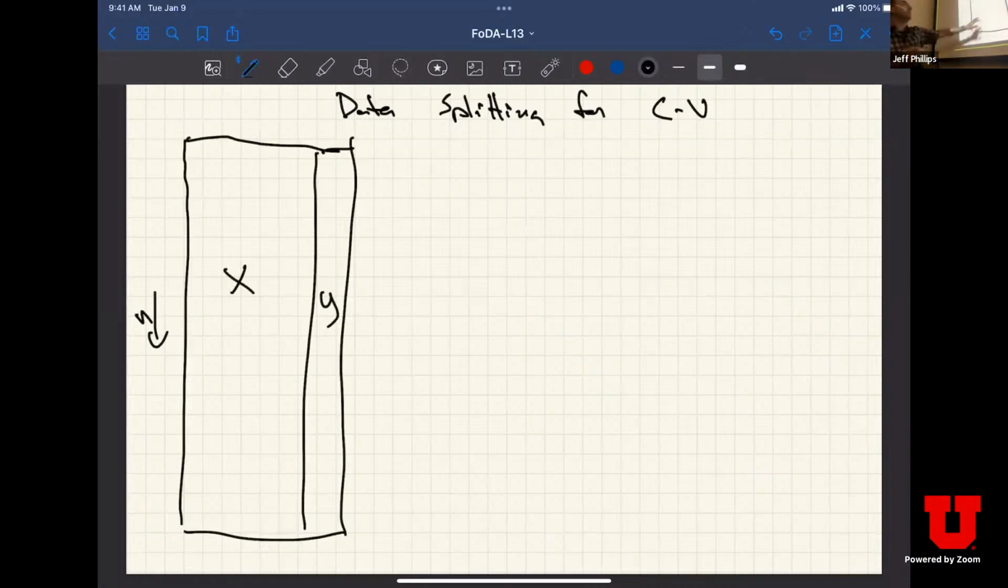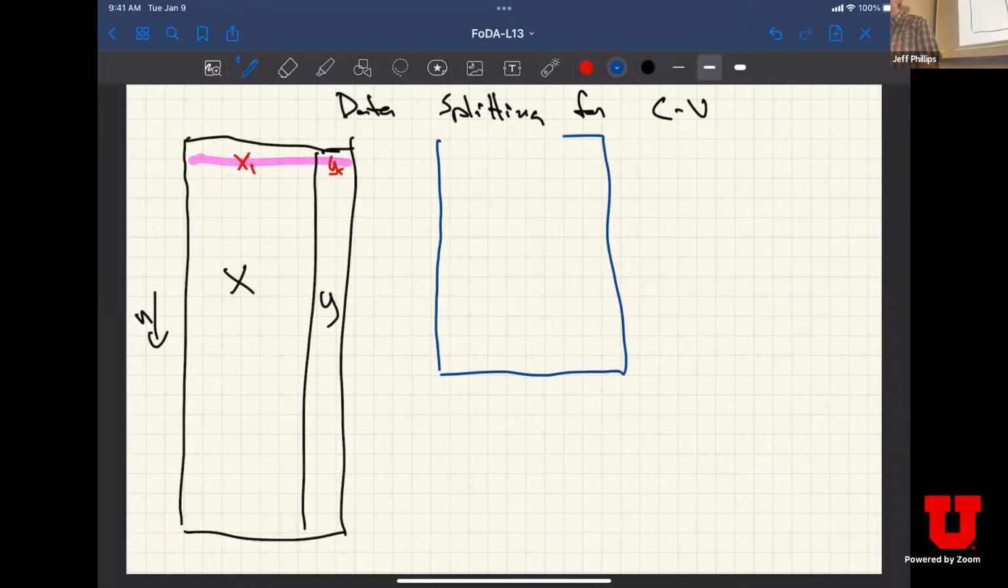Okay, and x could be one-dimensional, it could be multi-dimensional, but I want to keep in mind that there are these rows of data here where this is x1 and this is y1, so these are linked together. X1 and Y1 have to stay together in this way. Okay, and the output of this, I want to split this into training data.